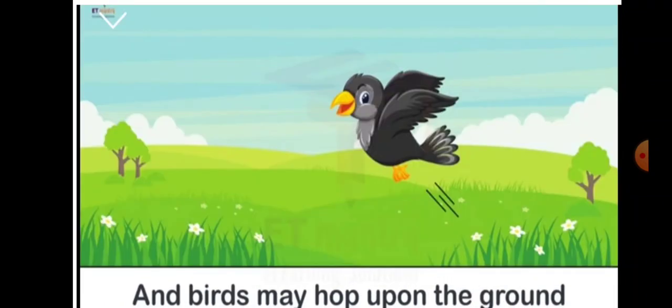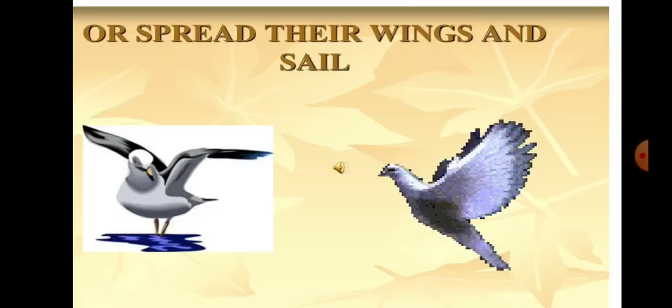And birds may hop upon the ground. Hop, H-O-P, means to jump on legs. So birds can jump on their legs, or spread their wings and sail. So the bird can fly and they can sail. S-A-I-L, sail means to move somewhere quickly on water. So birds can jump on their legs on the ground, they can fly and they can sail.